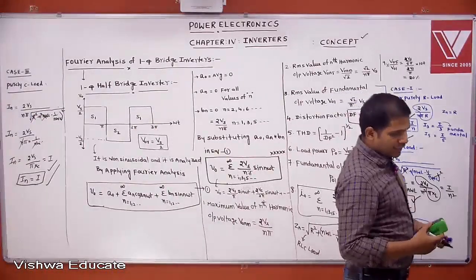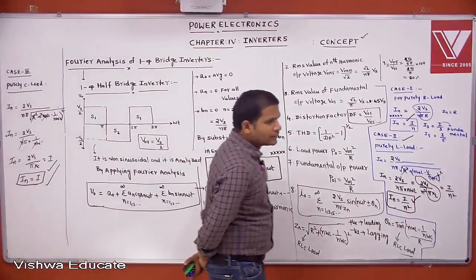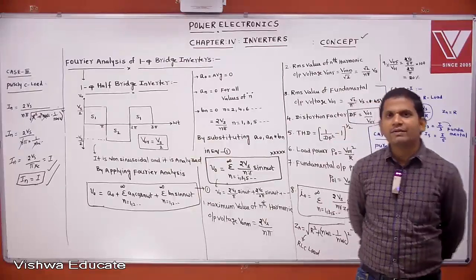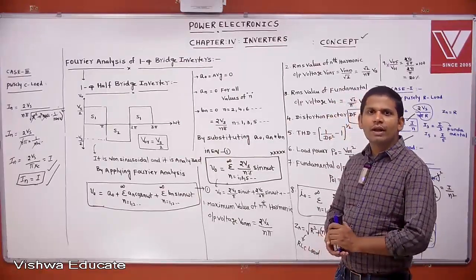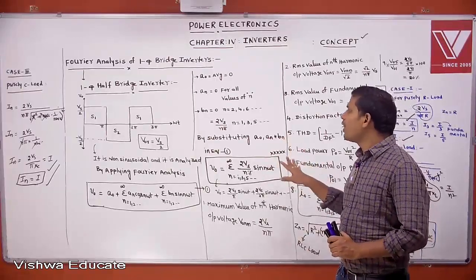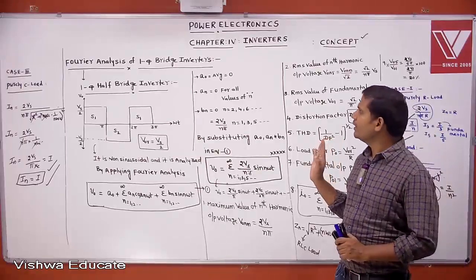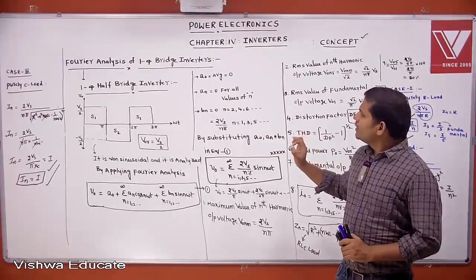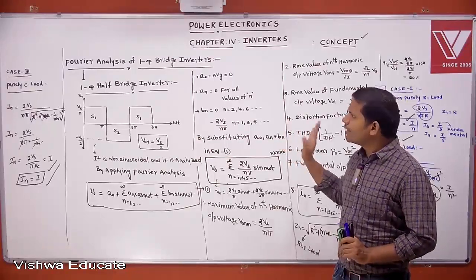Let's concentrate quickly. What exactly? Analysis of the half bridge inverter and full bridge inverter. With this, the concept of Fourier analysis is completed. So concentrate on these formulas. Every formula is important from a competitive point of view. I stop this session here. This session is completed with respect to Fourier analysis.